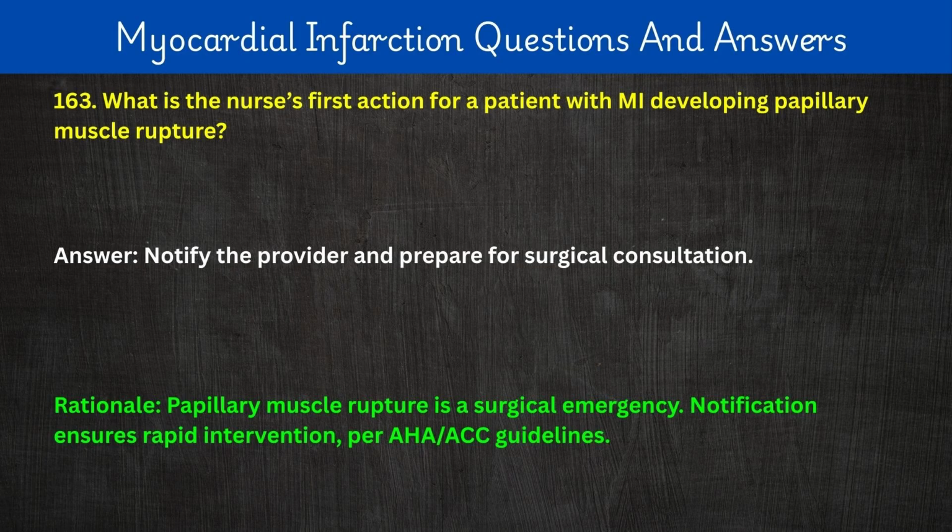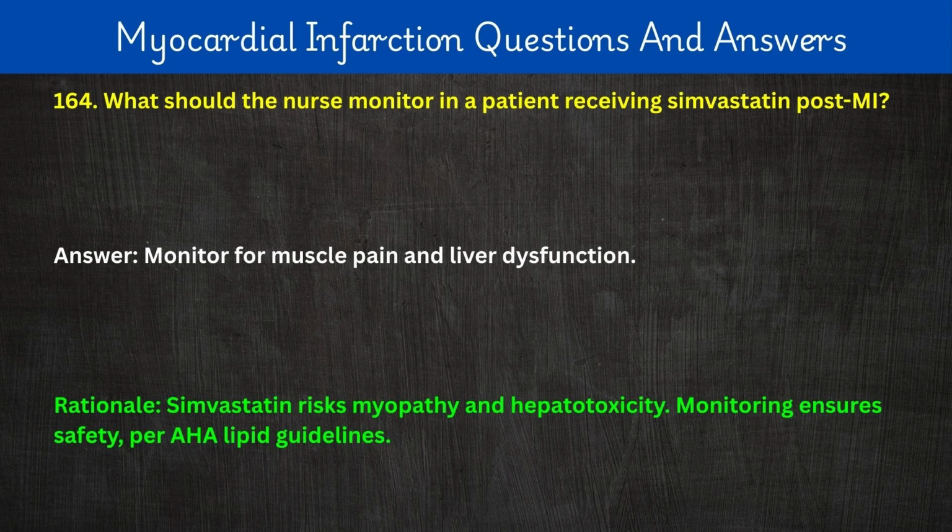163. What is the nurse's first action for a patient with MI developing papillary muscle rupture? Answer: notify the provider and prepare for surgical consultation. Rationale: papillary muscle rupture is a surgical emergency. Notification ensures rapid intervention, per AHA/ACC guidelines.